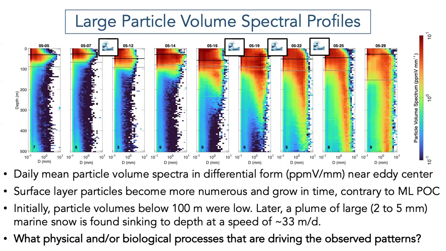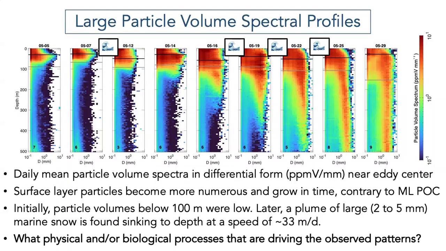And the little pictures of the waves show when the periods were where we had our storms and breaks in sampling. So the surface particles: we're showing things as particle volumes, a spectrum in differential form, because it shows more of the nuances rather than showing things as the particle size spectrum. And these are only samples that are taken near the eddy center.